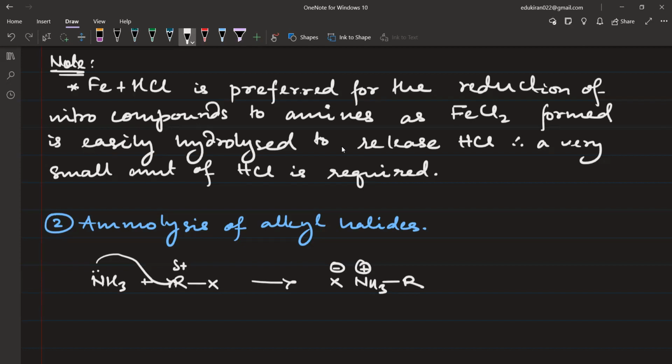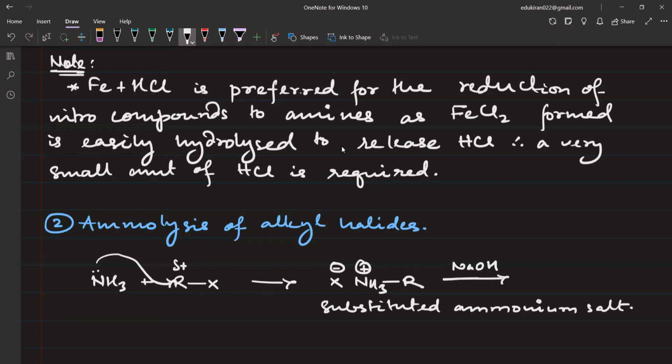So this is a substituted ammonium salt. A further reaction of the substituted ammonium salt with NaOH in basic condition, we are going to get RNH2.